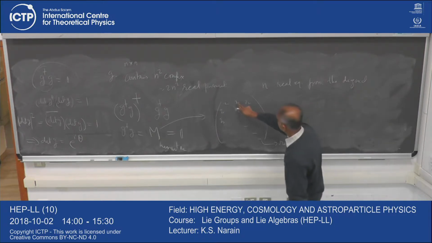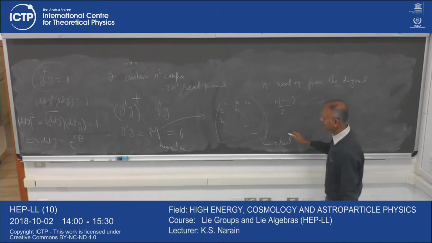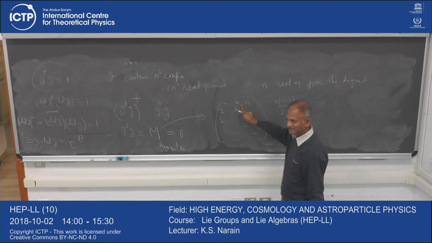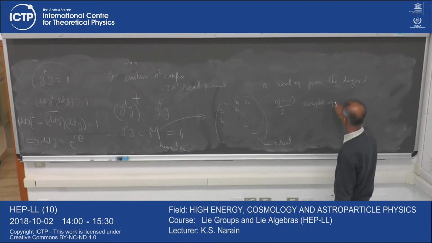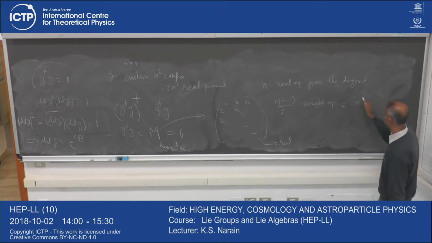And how many of the off-diagonal ones are there? n times n minus 1 by 2. That many complex equations, because each of them is a complex number. And when we set that to 0, that means both its real and imaginary parts are 0. So we have this many complex equations, which of course means n times n minus 1 real equations.